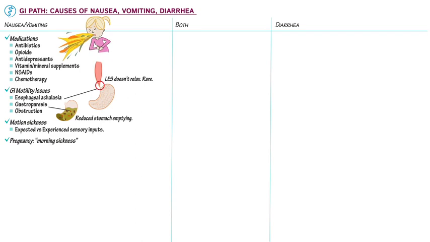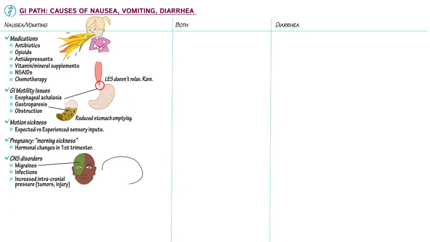Early pregnancy is associated with nausea and vomiting. Although it's often referred to as morning sickness, these symptoms can occur any time of the day and are a result of hormonal changes in the first trimester. Central nervous system disorders can also produce feelings of nausea and vomiting. Examples include migraines, infections, and events that cause increased intracranial pressure, such as brain tumors or injury.